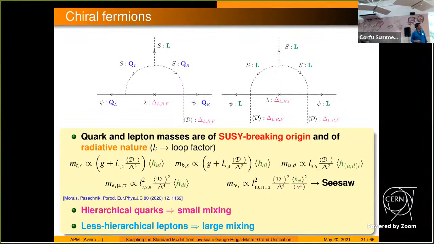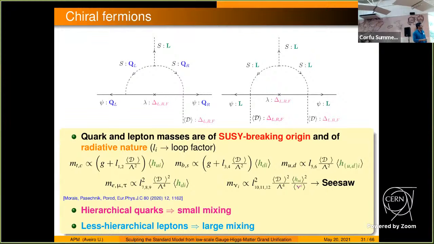But these are the type of diagrams where the things are generated. And there are these D-term insertions that communicate the SUSY breaking. Otherwise, only SUSY-preserving interactions would be allowed here. On the lepton side, because of anti-symmetry, you need two of them. Otherwise, this would vanish, because putting this on one side and another, it comes with a minus sign, and when you sum the two contributions they vanish.